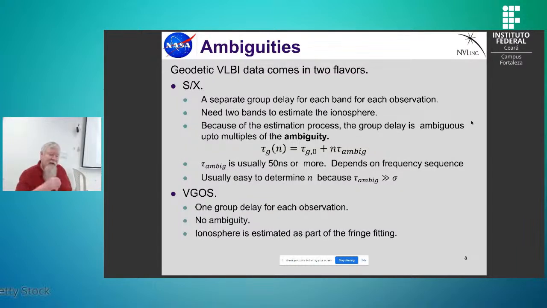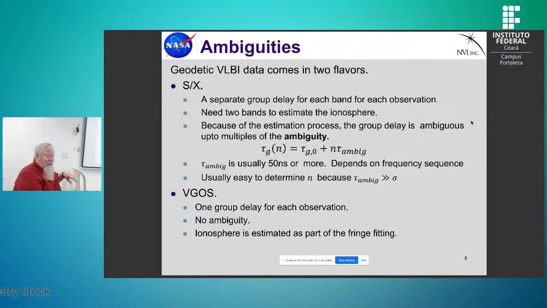Now, geodetic field data comes in two flavors. There's SX, which we currently use, and there's Vigos, which we have started to use. And Vigos is more precise, and it uses these smaller antennas. And it has several advantages. One is that for SX, we have this group delay ambiguity, where we need to add numbers to get things to line up. And Vigos doesn't have that.